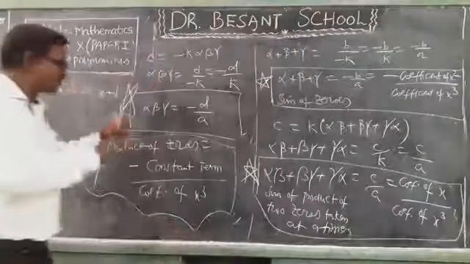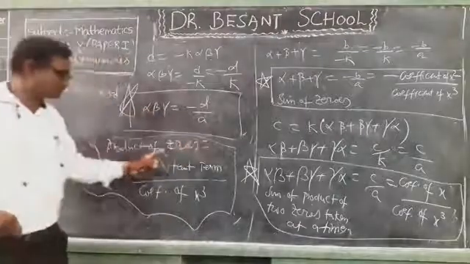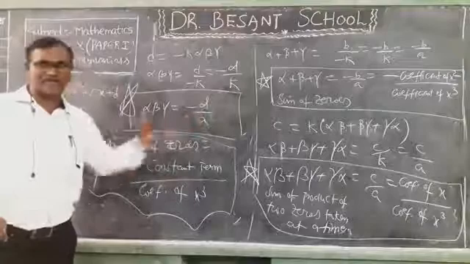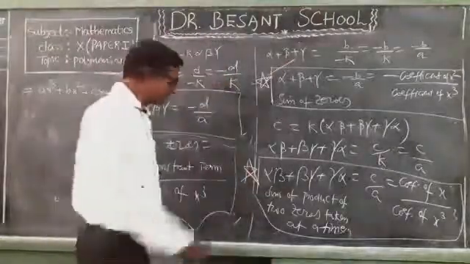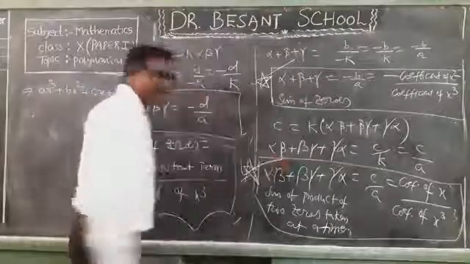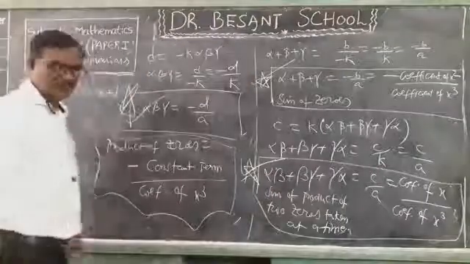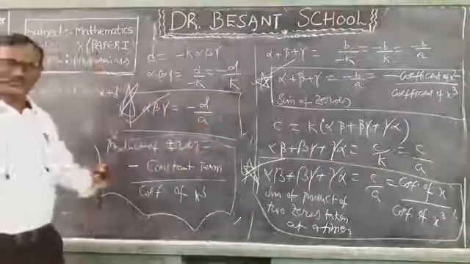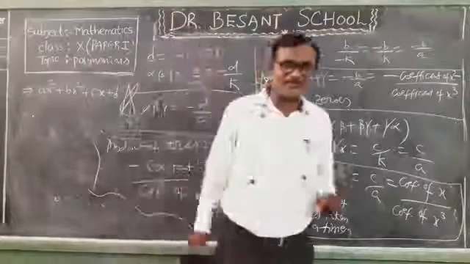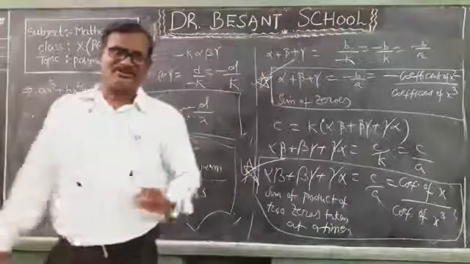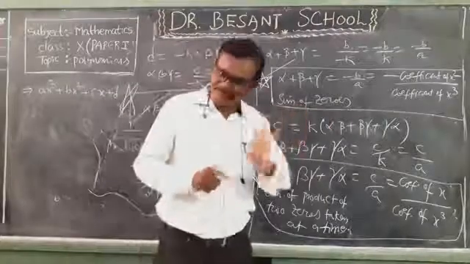Third formula, product of three zeros, alpha into beta into gamma, is equal to minus d by a, that is minus constant term by quotient of x cube. So I request you, please learn these formulas by heart: sum of zeros, minus b by a; sum of product of two zeros taken at a time, c by a; product of all three zeros, minus d by a. Because the fourth problem of exercise 3.3 in this textbook is based on this derivation. Okay children, I hope you have understood this derivation very well.